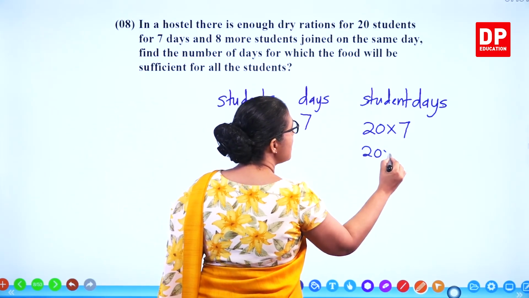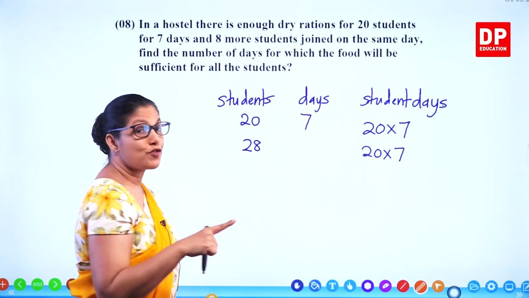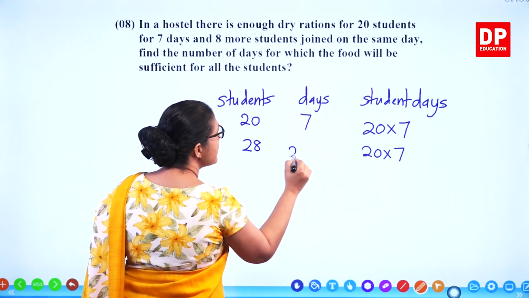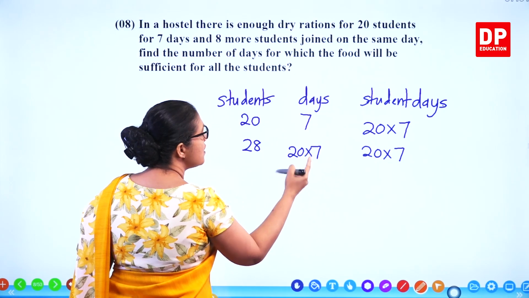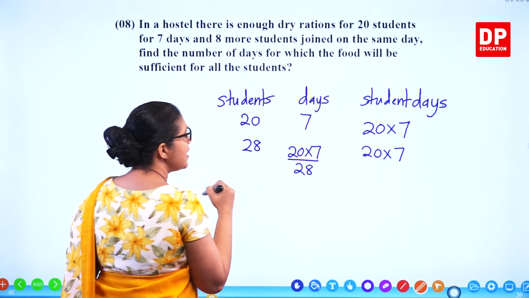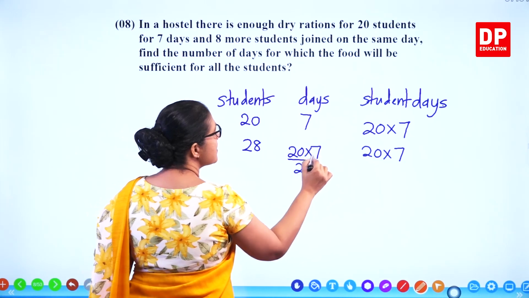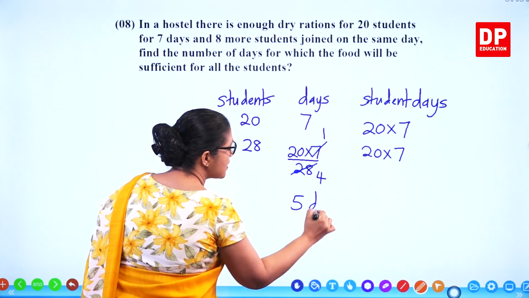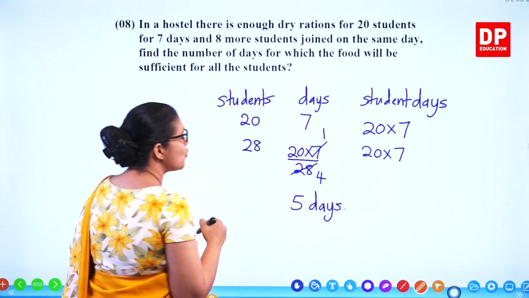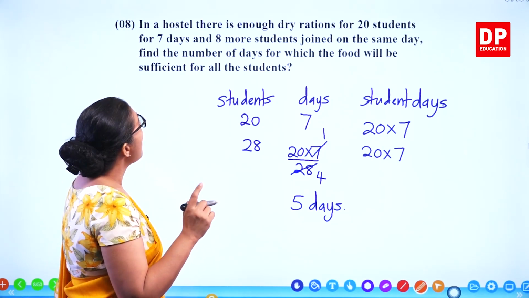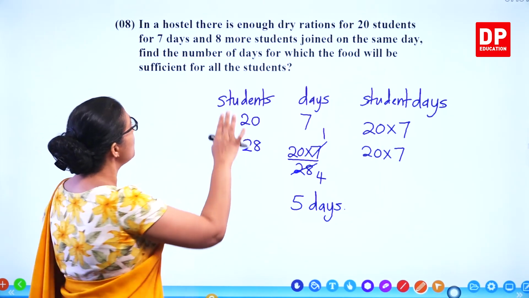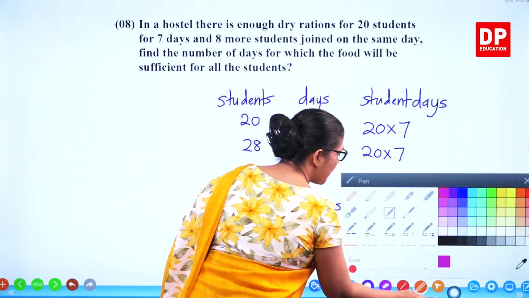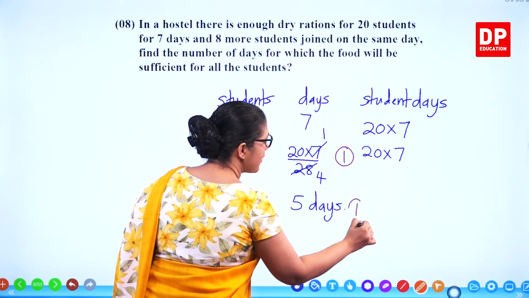So same amount here, but now the number of students is 28. Then how many days? So for the same number of student days, you can divide by 28 and find the number of days. 7 times 1, 7 times 4. 20 divided by 4, it's 5 days. So they can survive for 5 days with these dry rations. So 2 marks there, method mark and the accuracy mark.